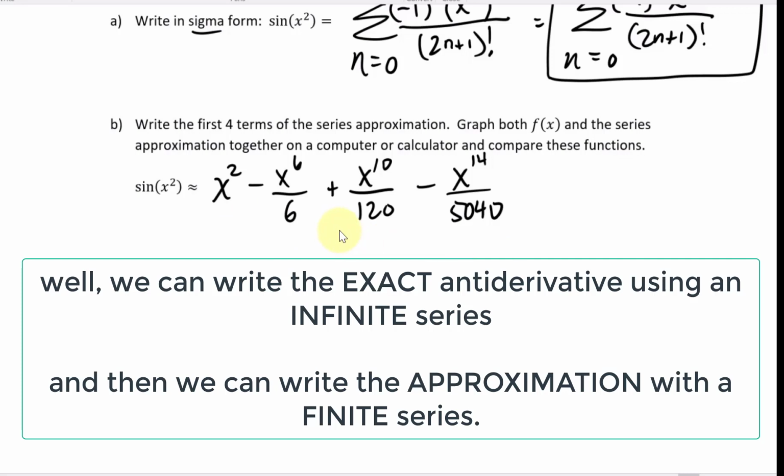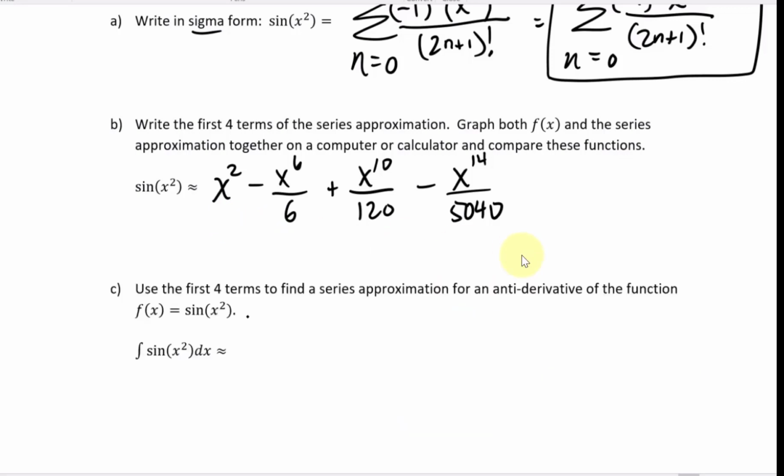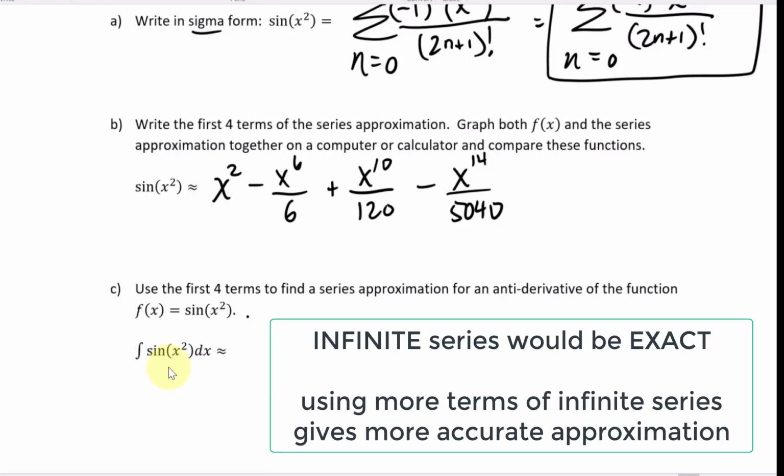The infinite series is exact, so I'm saying this finite series is an approximation for sine of x squared, and I can get an approximation for the antiderivative with as many terms as I choose. The more terms I have, the better the approximation, right? So part C says use the first 4 terms to find a series approximation for an antiderivative of that function. There was nothing at the beginning of Calc 2 that would have found an exact antiderivative, but we can approximate it now because we have this tool. That's one of the basic tools of what series are for, these approximations.